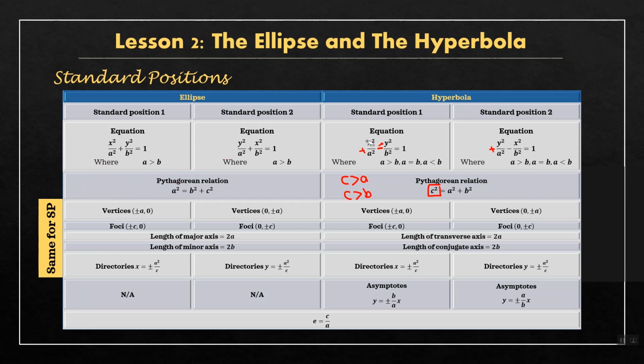The second difference is that we have different signs in the equation of the ellipse and the hyperbola itself. The last difference is the asymptotes. You will notice that with the hyperbola you will have asymptotes, and the equation of the asymptote is going to be b over a x here and a over b x there. Y equals b over a x and a over b x. In the ellipse there are no asymptotes.